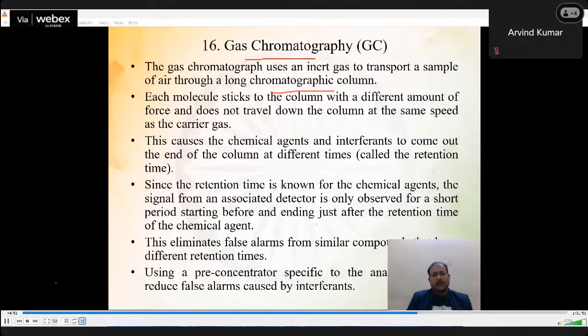The signal from the associated detector is only observed for a short period, starting before and ending just after the retention time of the chemical agent. This eliminates false alarms from similar compounds that have different retention times. Using a pre-concentrator specific to the analyte can also reduce false alarms caused by interference.